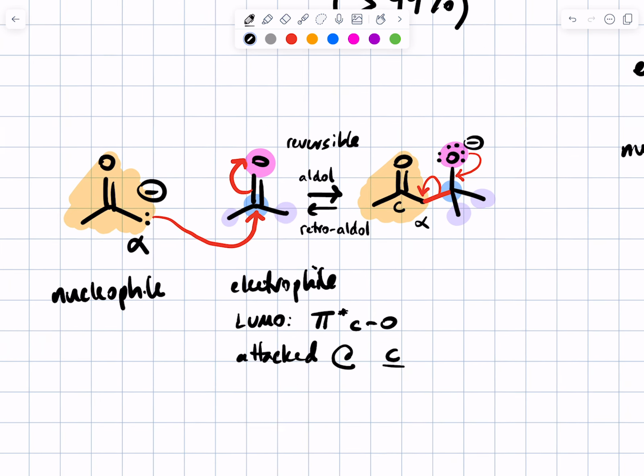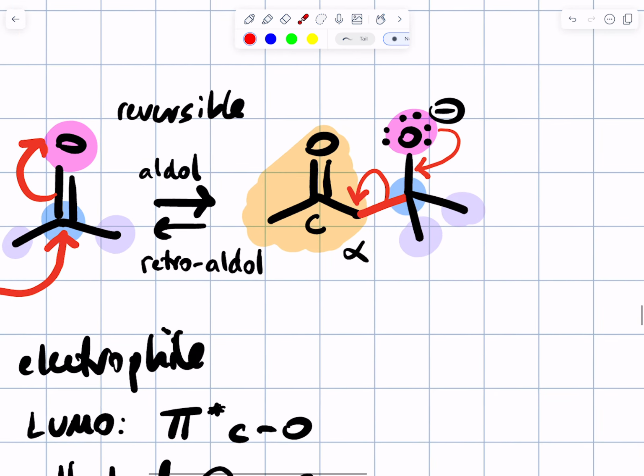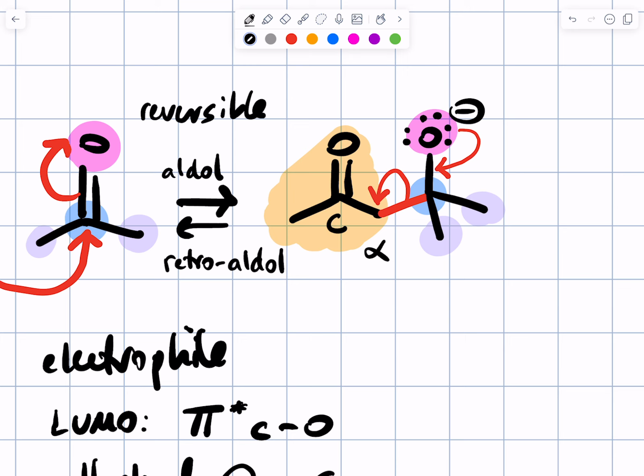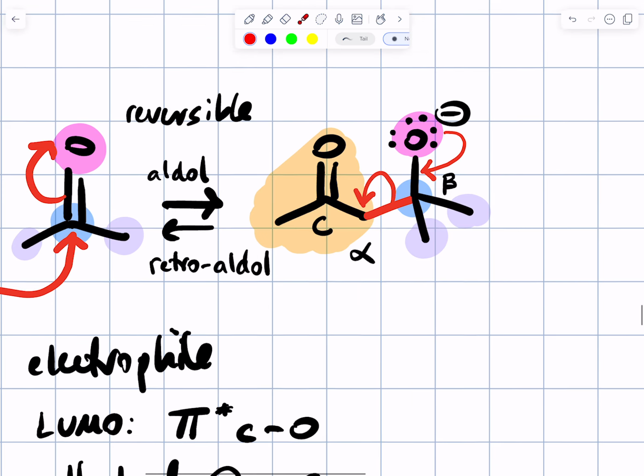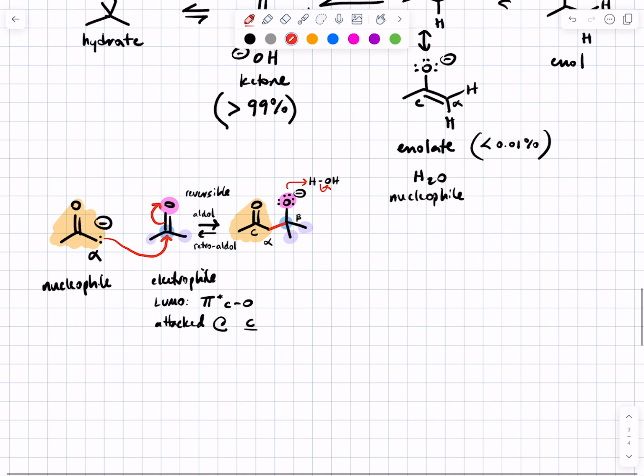All right, anyway, so the retro-aldol reaction is where we kick off the enolate from this tetrahedral intermediate. I'm going to start calling what used to be the carbonyl carbon on our electrophile the beta carbon, because in our new molecule, it's beta to the carbonyl carbon. If instead of going in the retro direction, the negatively charged oxygen picks up a proton from water, that will get us to the first of two possible aldol products.